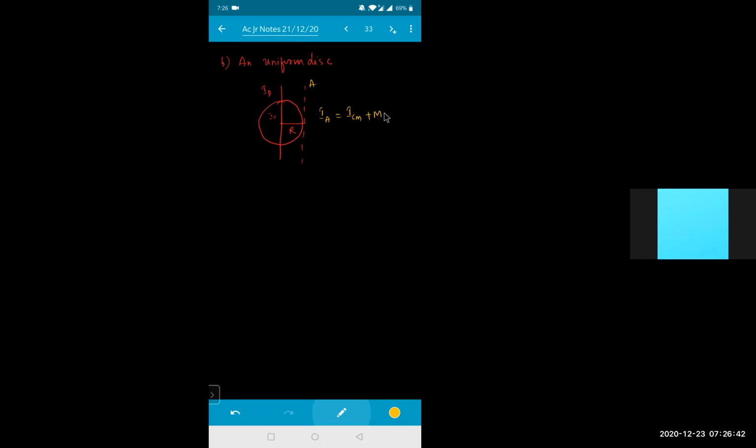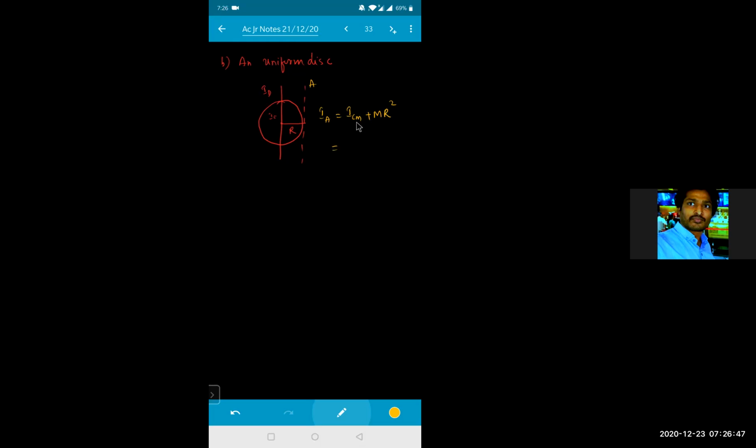One more, number B. A uniform disk. This is your disk, beta. The axis is completely passing through the diameter. This is I CM. This one is passing through the diameter, and this axis is just touching one end and going like this. This is the distance R. Now tell me, how do you apply the parallel axis theorem? This is about your A. Moment of inertia about A equals moment of inertia passing through center of mass plus M R square.